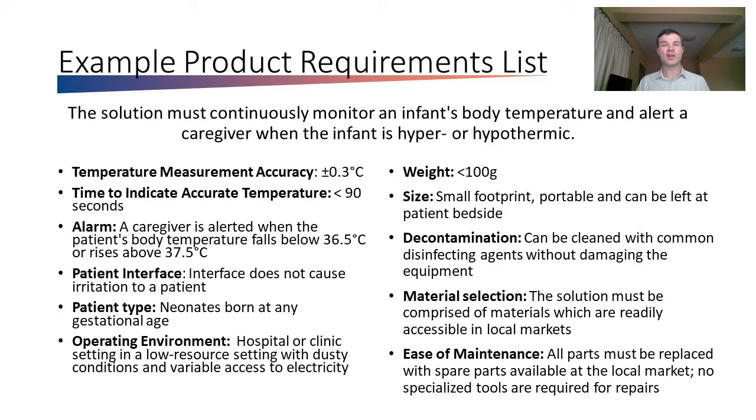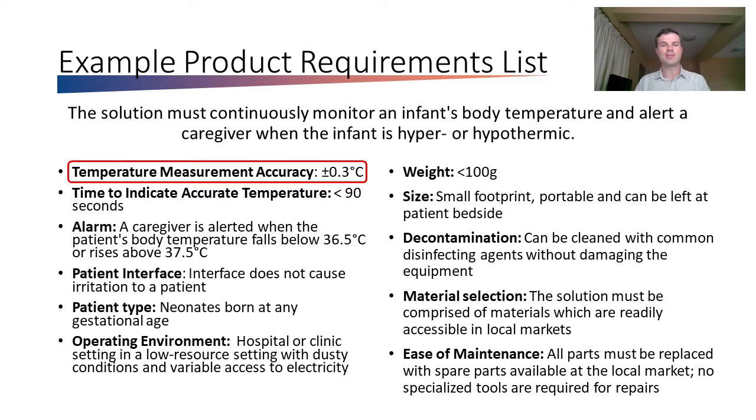Here I've provided you with an example product requirement list. In this scenario, a client has approached your design team and requested that you develop a solution which continuously monitors an infant's body temperature and alerts a caregiver when the infant's body temperature falls outside of a healthy range. If you look through this list of product requirements, you'll see that some are quite basic and some are more advanced. An example of an advanced product requirement is the first one.